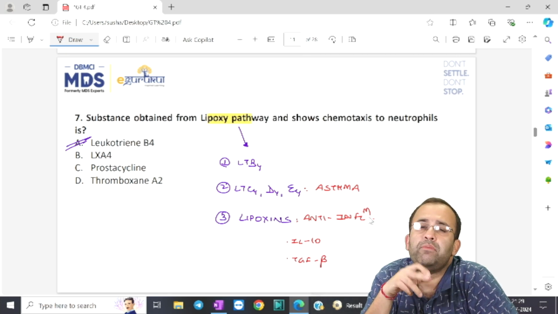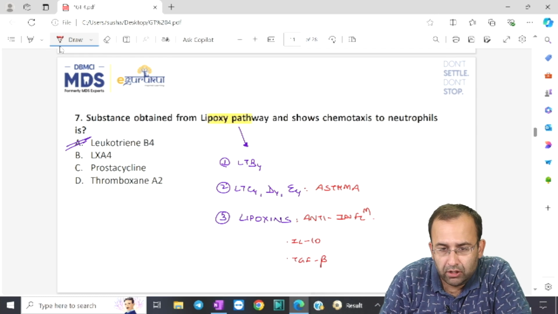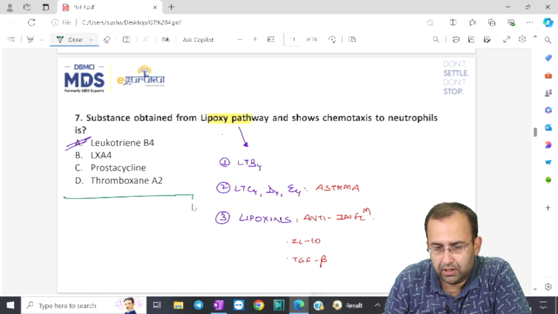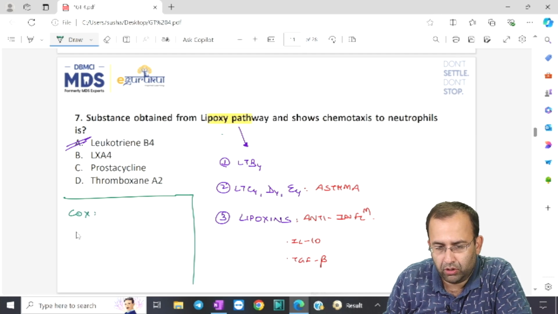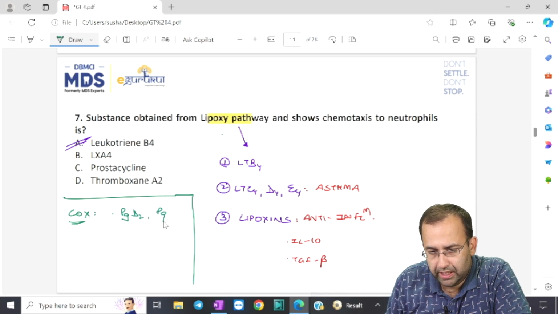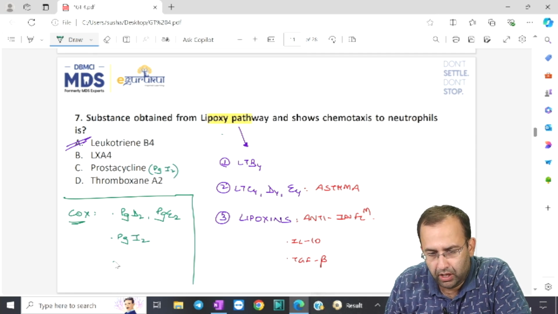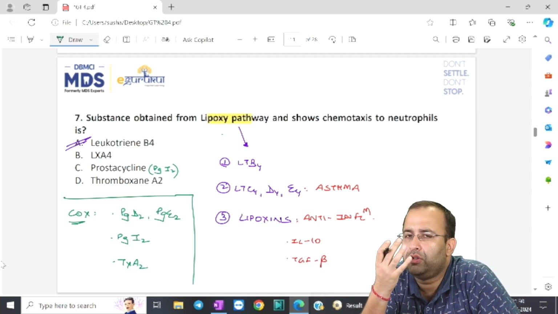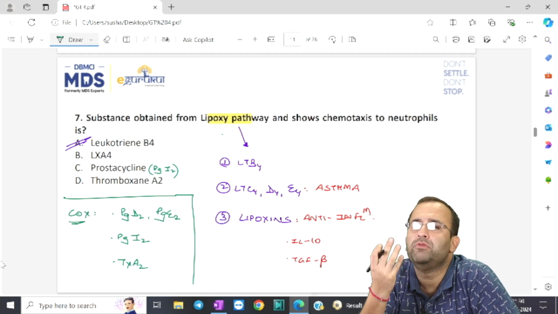On the other hand, the second pathway is the cyclooxygenase pathway, COX. Let me write this here on the side. Cyclooxygenase pathway again produces three metabolites: prostaglandins, that is PGD2, E2; prostacyclins, that is PGI2; and thromboxanes, that is TXA2. Thromboxane causes thrombus, so it causes vasoconstriction.